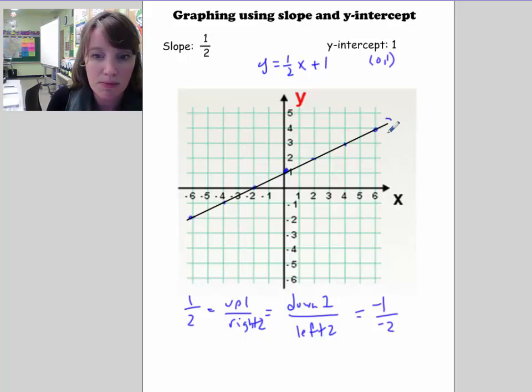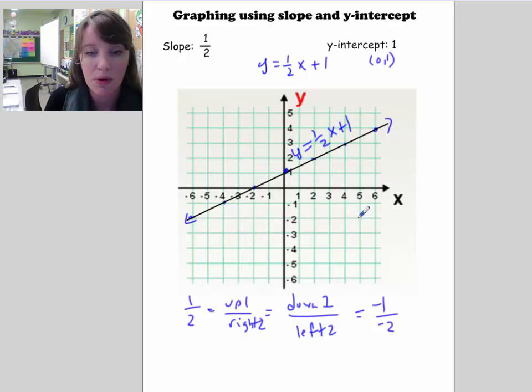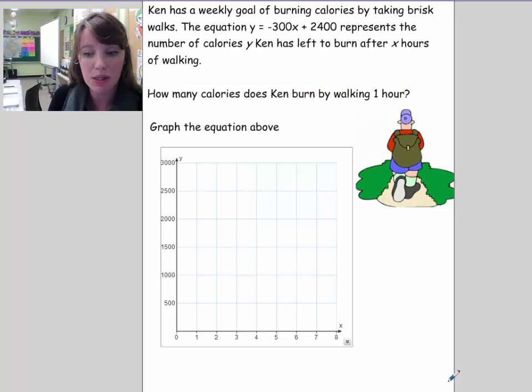Put my arrowheads in and write my equation. Okay, now let's try one quick word problem here and then we're finished.